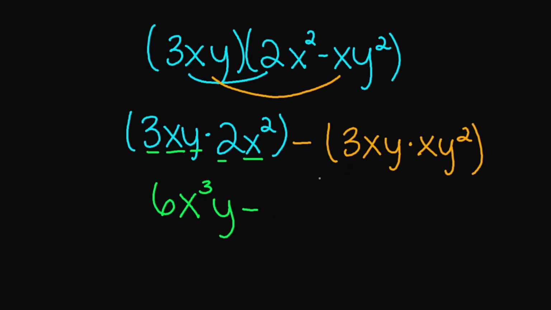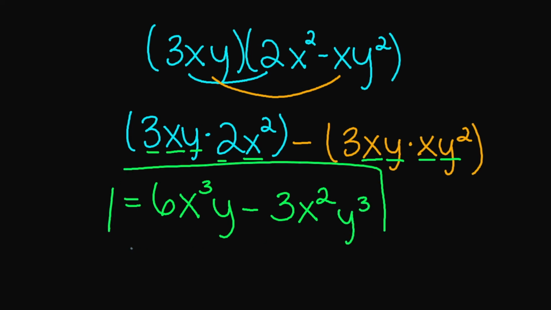Minus, let's go on this side. We have 3xy times xy squared. We do not have any other 3s, so I'll just leave that alone. Then we have x and x here, so this is going to be x squared. And then we have y times y squared. This is going to equal y cubed. And this is your final answer.